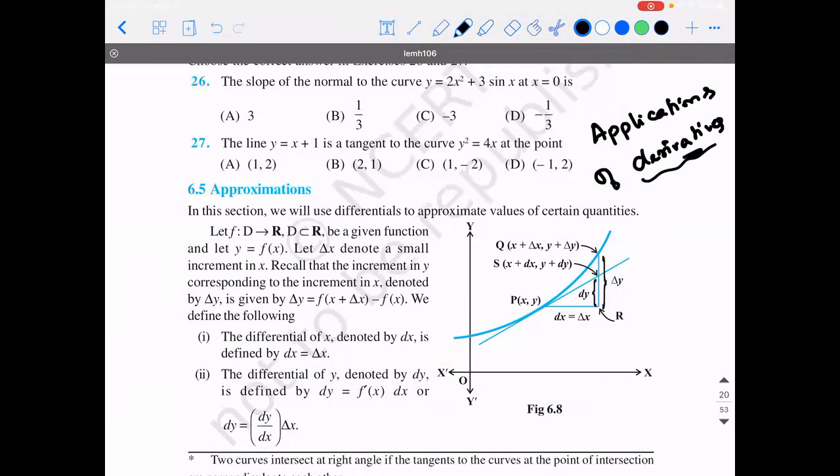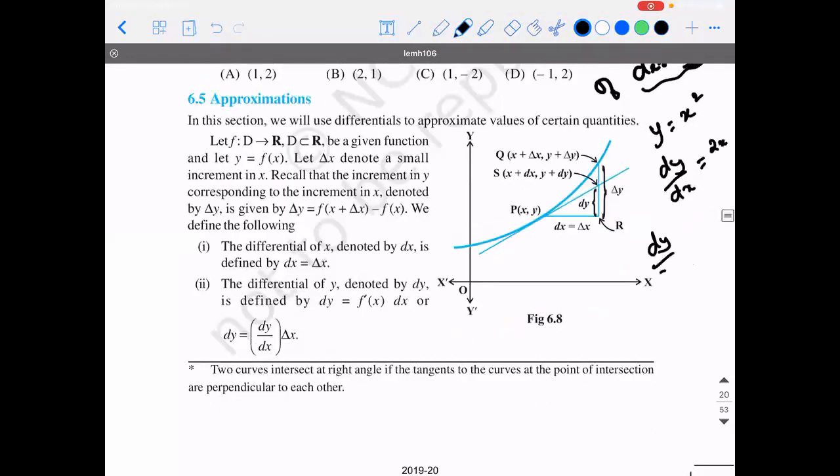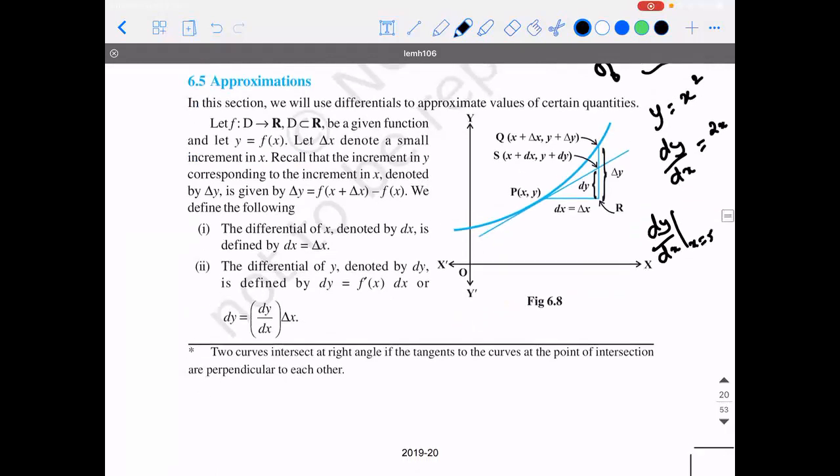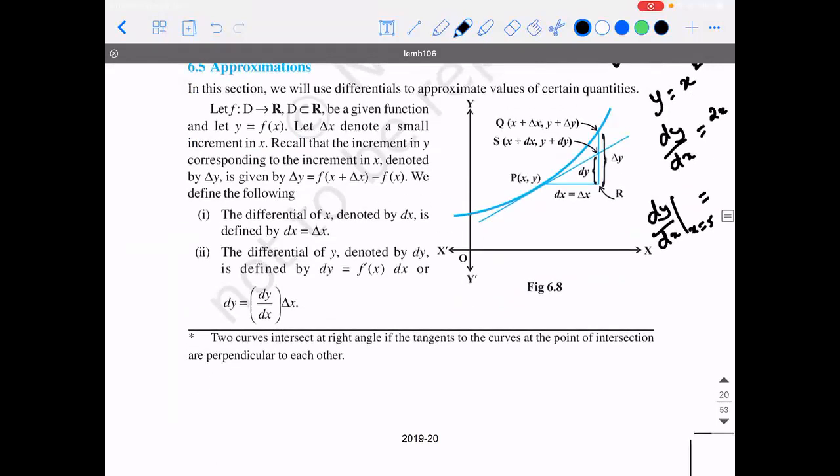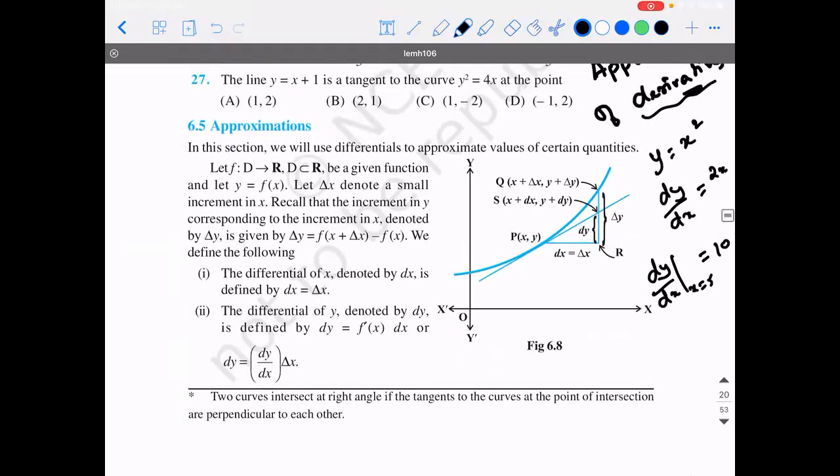Suppose I give you a function y is equal to x square, and I ask you dy by dx, you're saying this 2x. If I ask you what is dy by dx at x is equal to 5, where 5 is a point in its domain, then how much is it going to be? 10. So what is the basic meaning of this 10? At that point, the y value would have been 25.